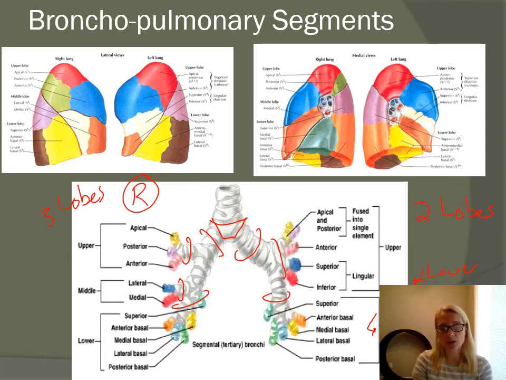So that's the colored pieces here. Each one of these little pieces, the yellow, the purple, the pink, those are going to be the segmental bronchi. The blue, the red, the green, the yellow, the green, the blue, the orange. Each one of those is going to lead into its own segment. And these are still all bronchi.